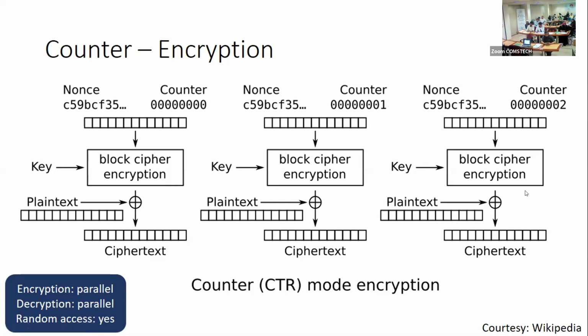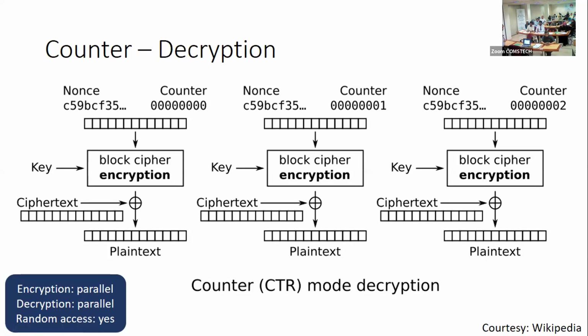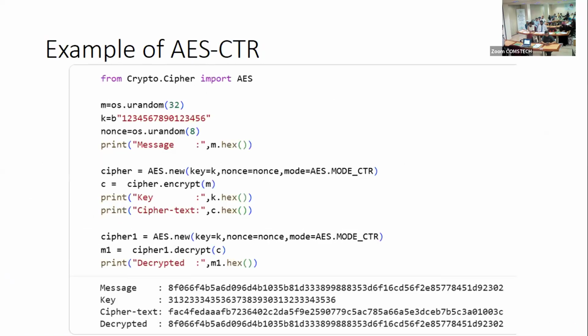Okay, and what's the advantage of that? I don't need to go into the algorithmic detail of this, but the advantage is that I can end up doing it in parallel. This is encryption, this is decryption. Again, you can see that for both encryption and decryption, you're using the encryption function. You're not using the decryption function. The encryption function is the only thing you need.